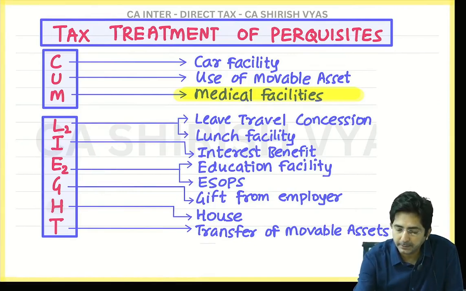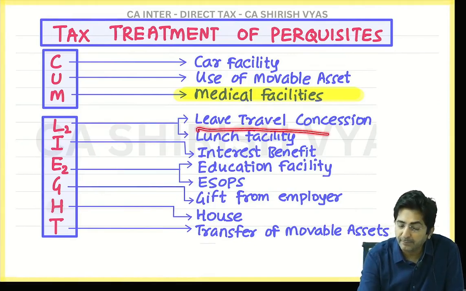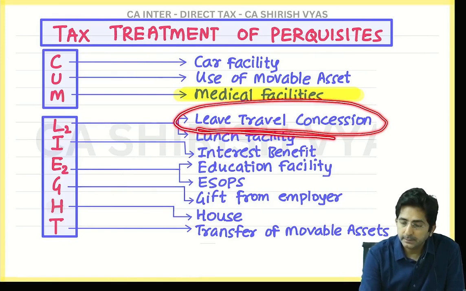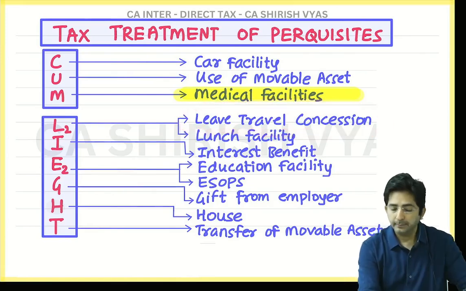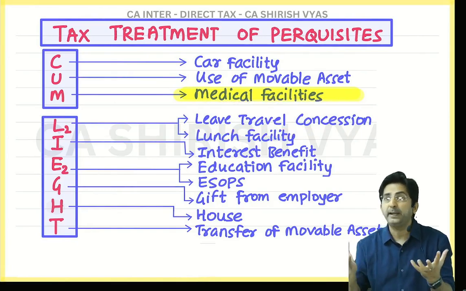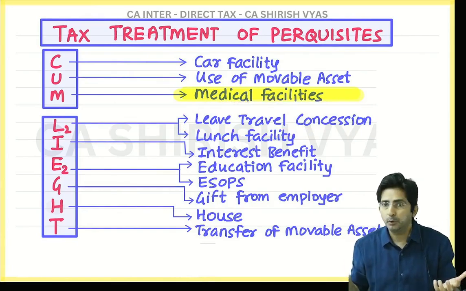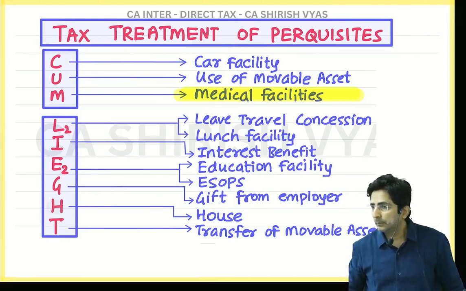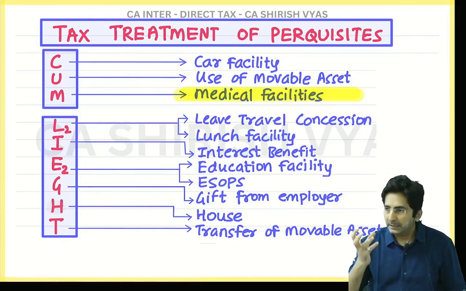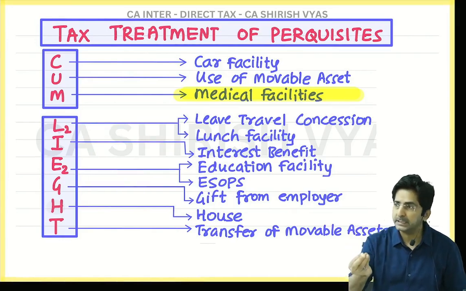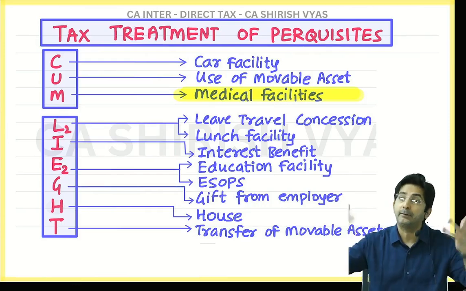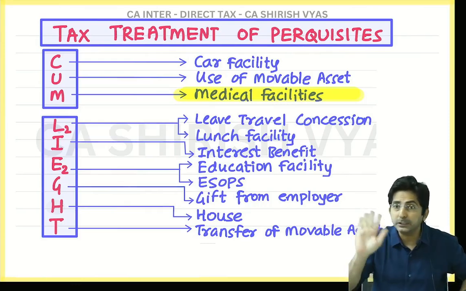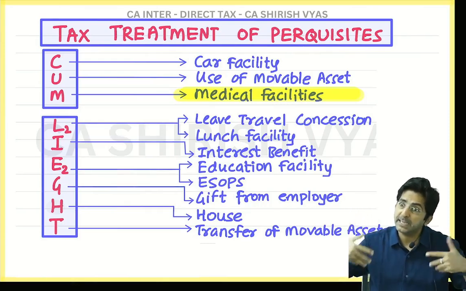Next I am taking this point. Look here. Leave travel concession. In leave travel concession, first let us see what the benefit is, because only if there is a benefit can the government tax you. So do you know what this benefit is? Leave travel means the employee has taken a holiday and is going with his family for travel. It is not office travel, it is personal vacation.